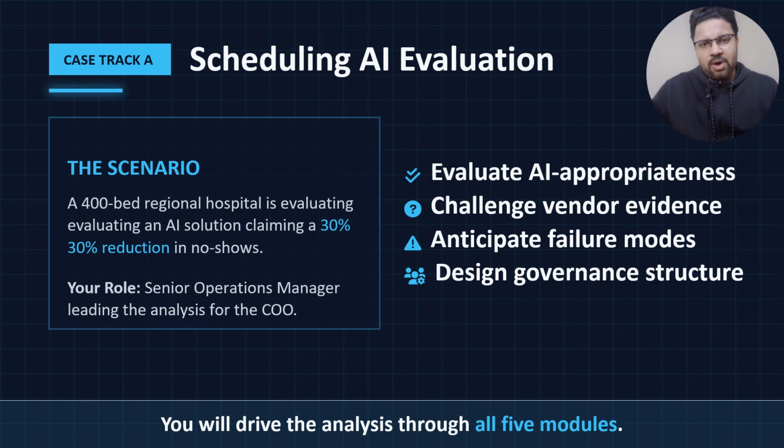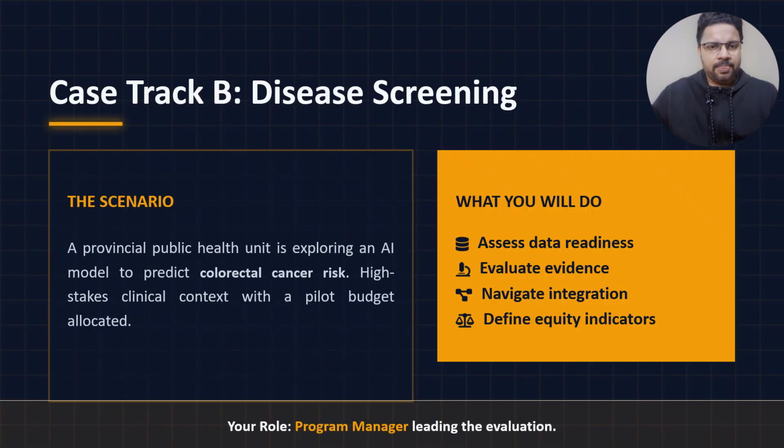And there is also a second one, which is a public health use case. Our second case track involves AI-driven disease screening for colorectal cancer risk within a provincial public health unit. This is a high-stakes clinical context with a pilot budget already allocated. As a program manager, you will assess the data readiness, evaluate the evidence, navigate integration challenges, and define crucial equity indicators. Both of these case tracks will help us ground our theoretical discussions, whatever I'm telling throughout the course, into a practical application that you can use right away. These cases will be our guiding threads as we summarize this module.